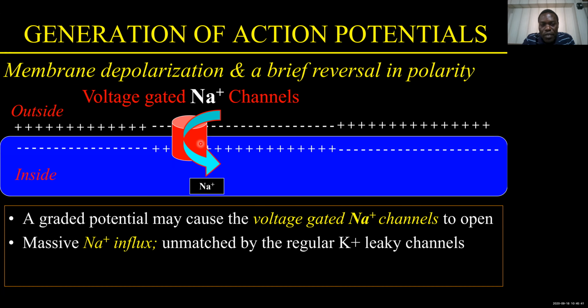Usually, during the depolarization, there's even a brief reversal of the membrane polarity. What I mean is that the inside becomes positive, the outside becomes negative. Remember, for normal state, the inside is negative, the outside is positive. At the peak of an action potential, the inside becomes positive, the outside becomes negative. You've reversed the polarity.